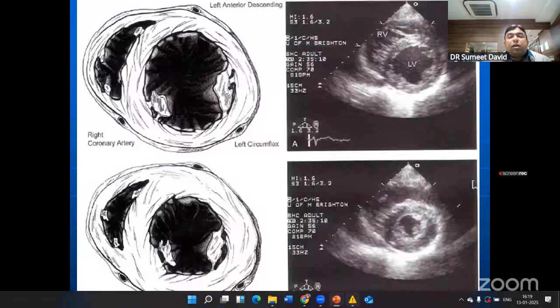So this is what the areas look like. This is the area which is supplied by the right coronary artery. This is the RV on the left side. This is basically the short axis. I have shown you this previously. Short axis has 4 parts. Next time I'll try to get the video recording. Then the RV is on the left side and on the right side is the left ventricular cavity. This is what it normally looks like.